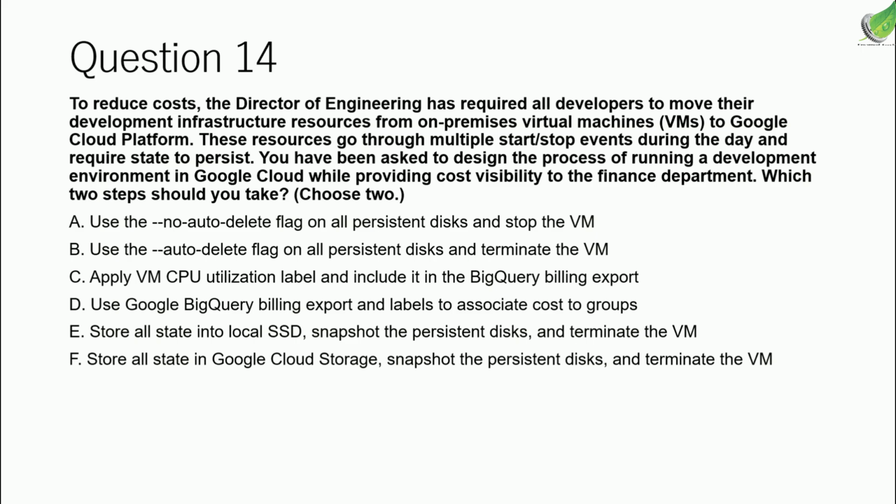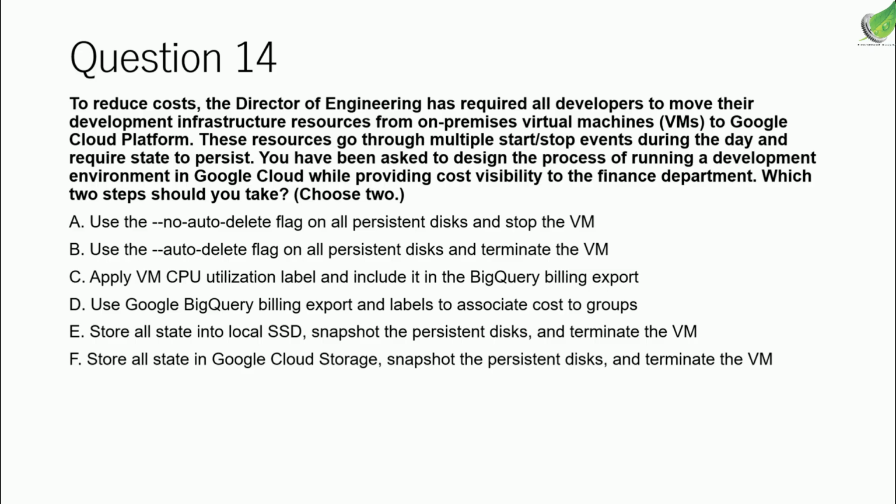Now for option B. This is incorrect because it does the opposite of what's required. Terminating a VM means deleting it permanently. The auto-delete flag would then cause the persistent disk to be deleted along with it, completely violating the requirement to persist state. All data would be lost. Option C is incorrect because the concept of a CPU utilization label for billing simply doesn't exist in GCP. Labels are static key-value pairs, like team backend, that you assign to resources.